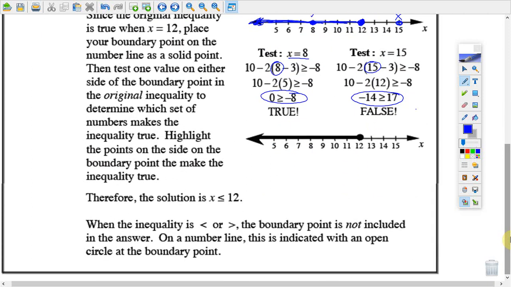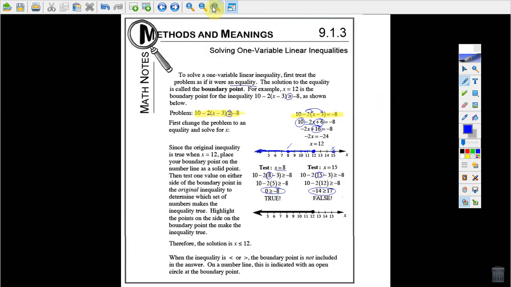Okay. If the inequality had not been included, then it would have been an open circle. If it had been a greater than, sorry, if it had been a greater than without the equal sign, it would be an open circle. But it was greater than or equal to, so we did closed.